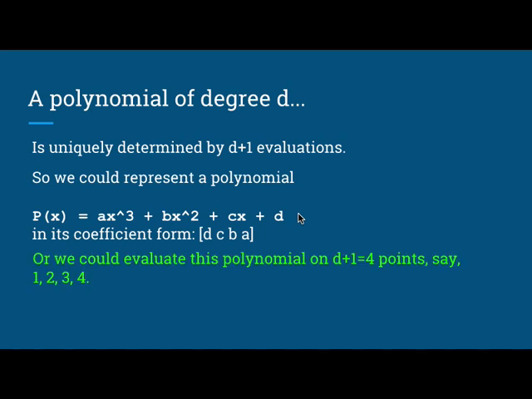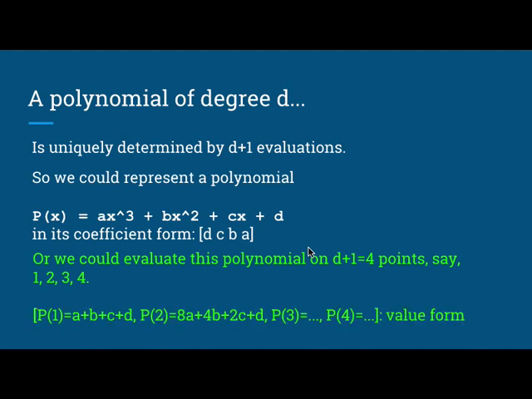Or we could evaluate this polynomial on d plus 1 points, which is in this case 4, because the degree is 3. Let's say that the points we want to evaluate it on are 1, 2, 3, and 4. And in that representation, this polynomial would look like this. Can everyone see the bottom line in the back? It's clear? Okay, cool.